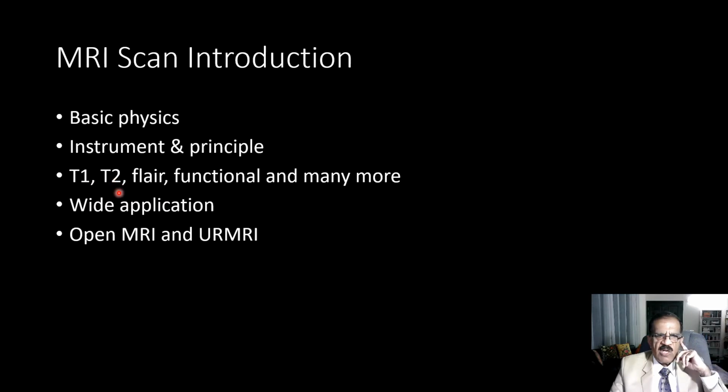T2 weighted images, FLAIR images, functional images, where you could actually detect if any part of the brain is not functioning or functioning excessively, like in seizures, and many more. So it's a very advanced, very rapidly advancing field, and in future you would be seeing more applications of MRI. Very wide application.